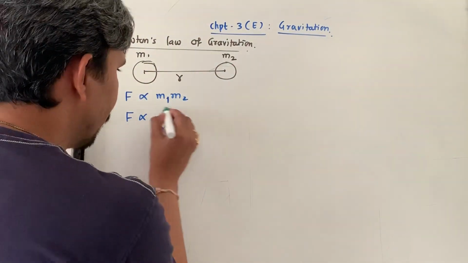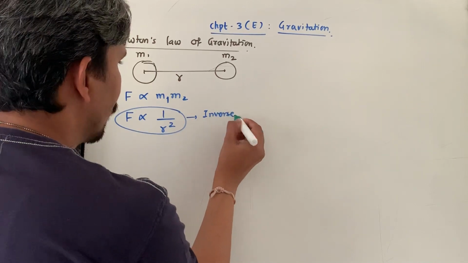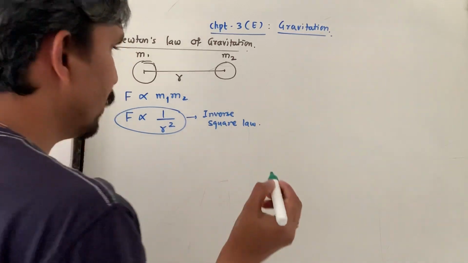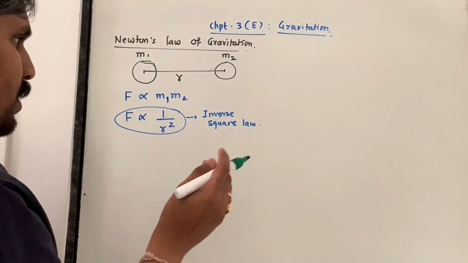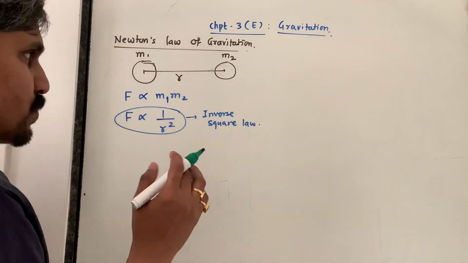This second statement is called the inverse square law. What do you mean by this law? If you increase the distance, force will decrease.